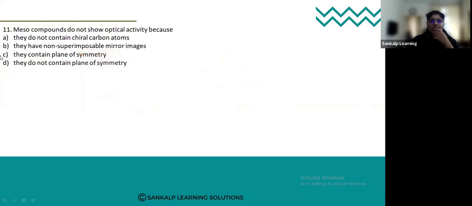Meso compounds do not show optical activity because A, they do not have chiral carbon atoms, B, they have non-superimposable mirror images, C, they contain a plane of symmetry, D, they do not contain a plane of symmetry.